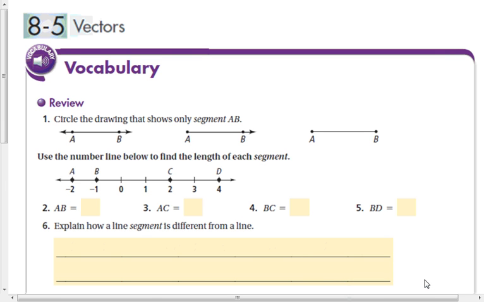Hey students, this is lesson 8.5, vectors. We're going to learn how to describe vectors and to solve problems involving vector addition. Go ahead and do the review, pay close attention to the definition of vector, and I'll check back with you.